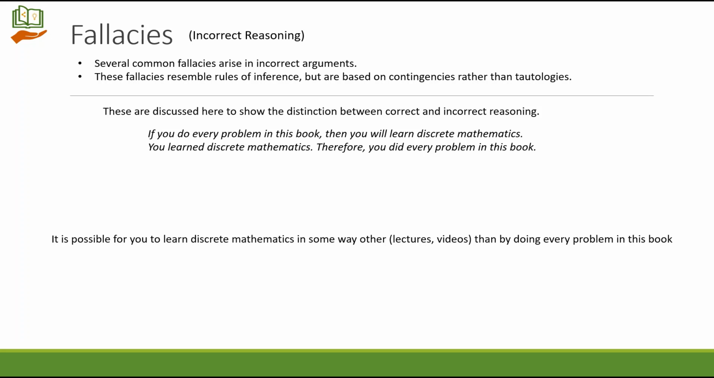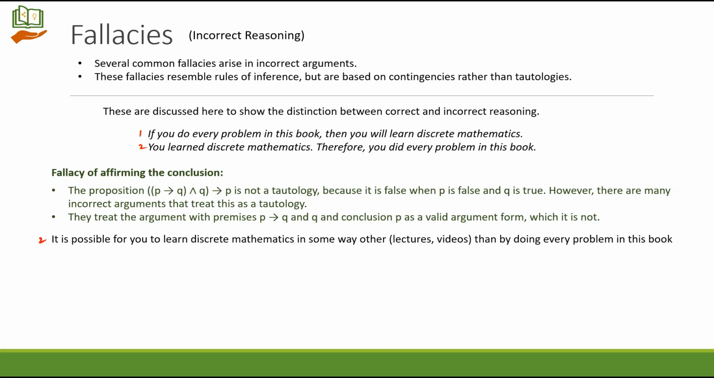Let's take the first point. It is possible for you to learn discrete maths in some other way. Say for example, you could have watched some YouTube videos, you could have listened to some lecture, rather than doing every problem in this book. So let's take 1 and 2. So this is about 2. This is actually the fallacy of affirming the conclusion. The proposition P implies Q and Q implies P is not a tautology.